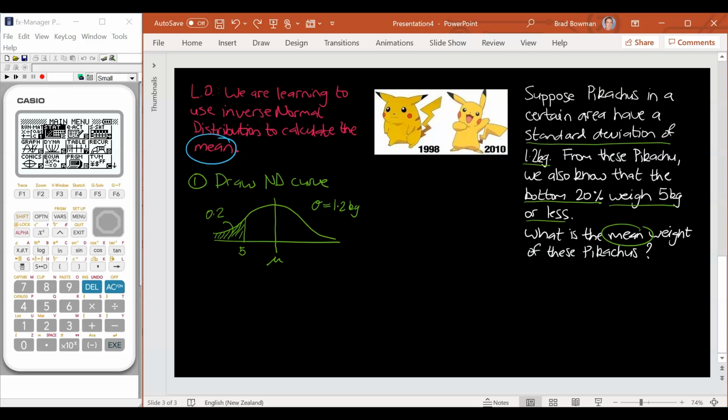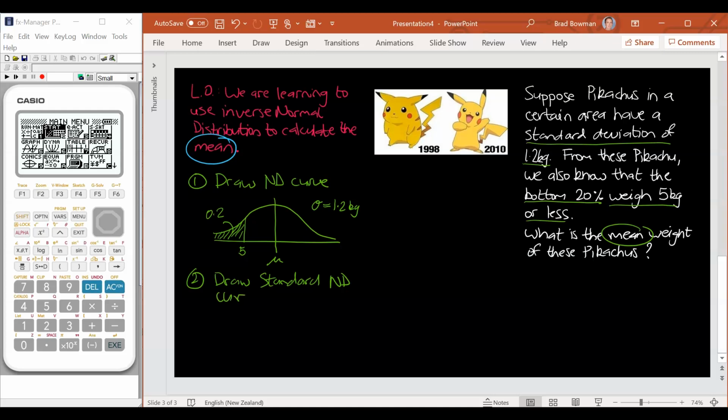That's our first step. So second step, and this is where it's going to be very different, a bit more complicated. Now I'm looking for us to draw another curve, and I'm going to write standard normal distribution curve.